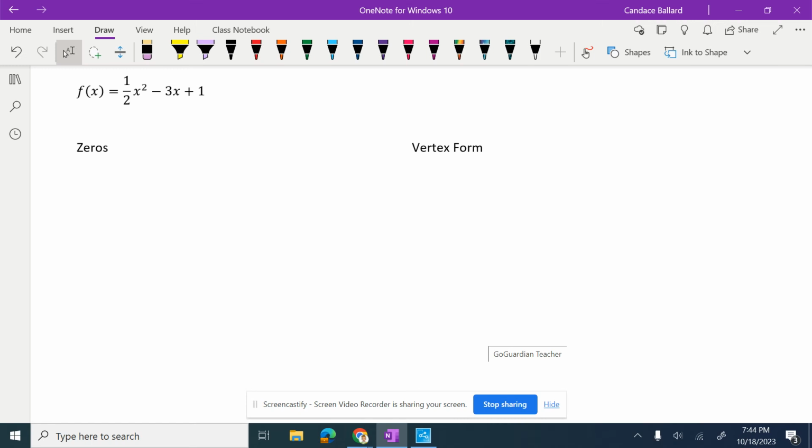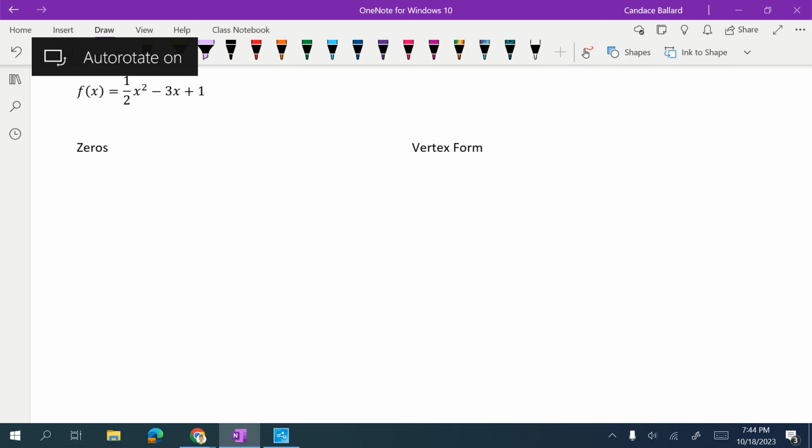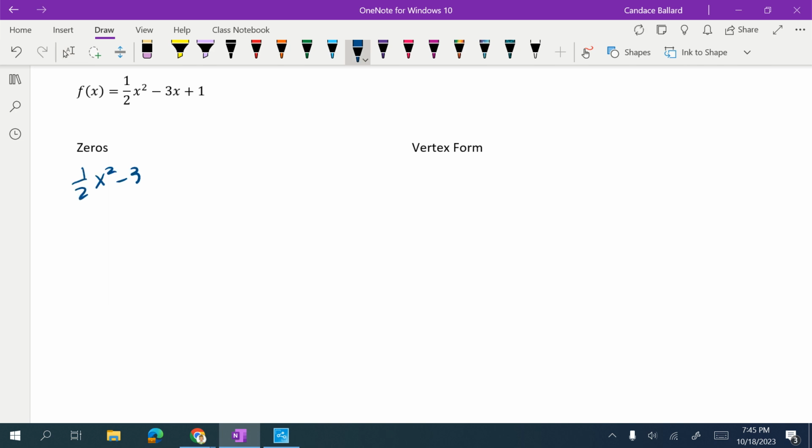In this video, I'm going to find the zeros in the vertex form of f of x equals 1/2 x squared minus 3x plus 1. So to find zeros, the first thing I'm going to do is set this equal to 0. So I'm going to set 1/2 x squared minus 3x plus 1 equal to 0.